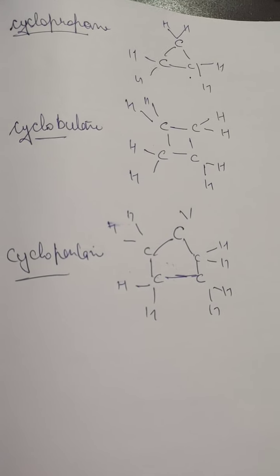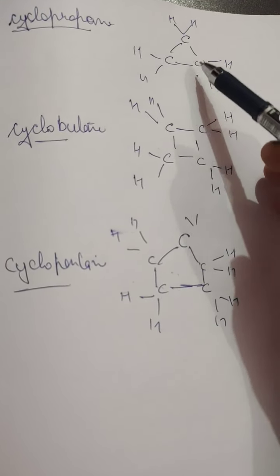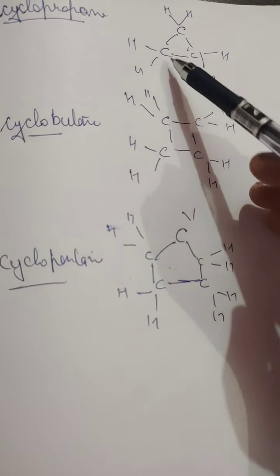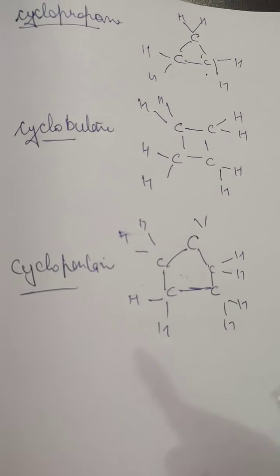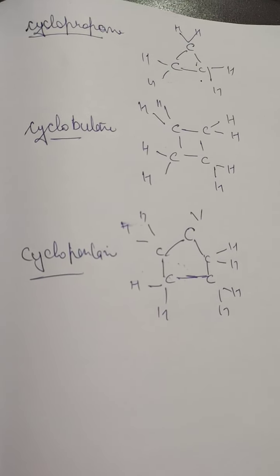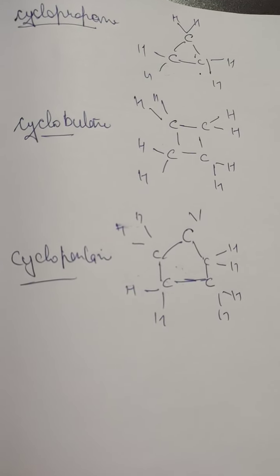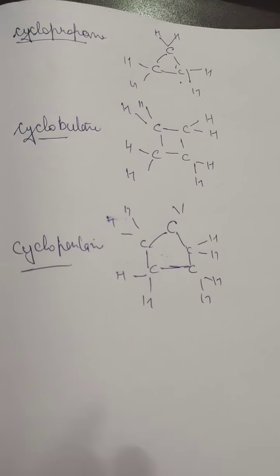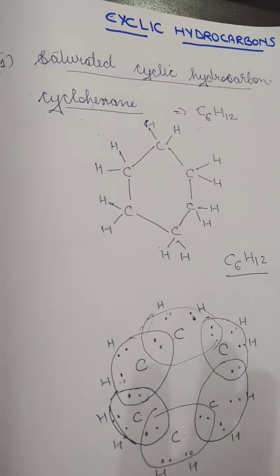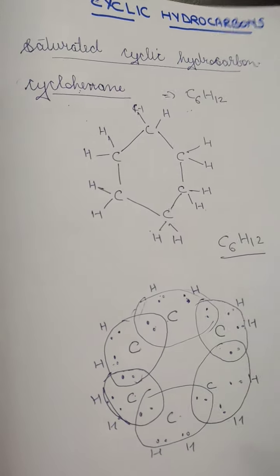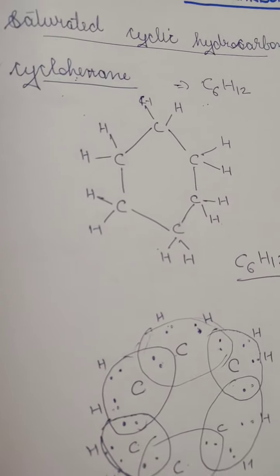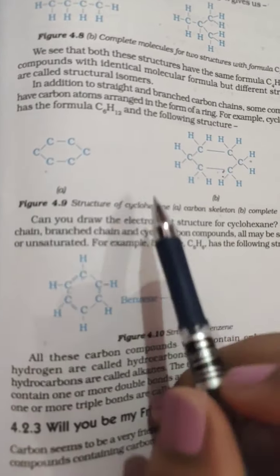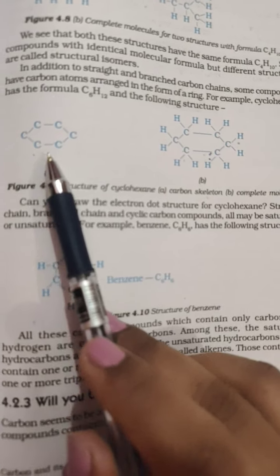So there can be a cyclic hydrocarbon having only 3 carbon atoms, but it cannot take place with only 2 carbon atoms. As the number of carbon atoms increases, you can make a bigger ring. But cyclohexane is the best example of a cyclic hydrocarbon, because it's given in your syllabus, in your course. We also have an example of this in your NCERT book. So this is cyclohexane, where 6 carbon atoms are there.